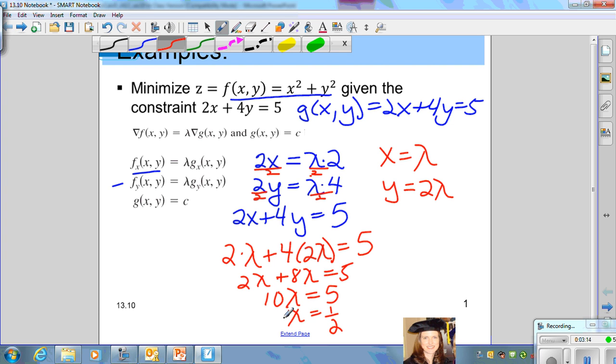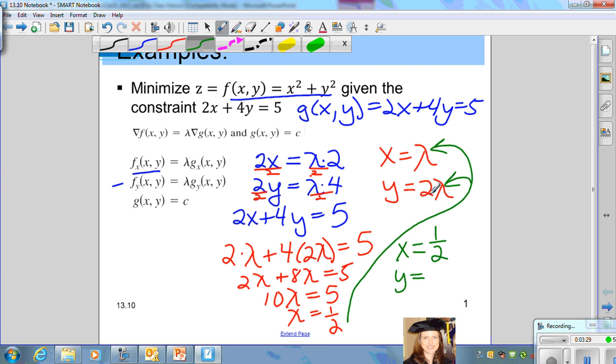So that's our value for lambda, and now we can plug that back into these equations to find x. x is equal to lambda, so x has to equal 1/2. y is equal to 2 times lambda, so 2 times 1/2 is 1. So this is our critical point that is going to optimize the function with the given constraint.